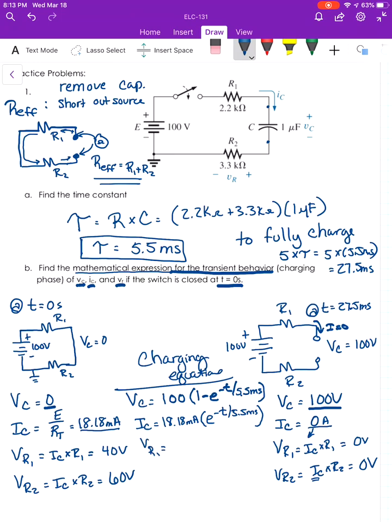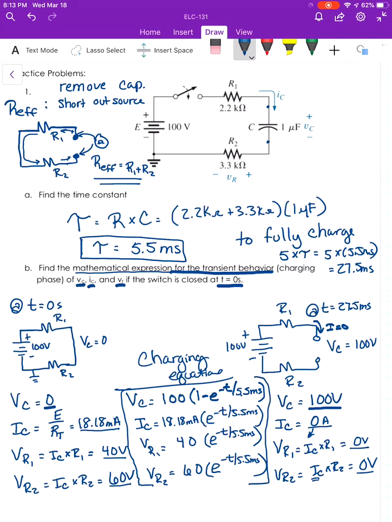What about VR1 and VR2? VR1 is starting at 40 volts and going to 0, so it's going to have exactly the same shape as our current, but this time the maximum value is 40 volts. And VR2 again starting at a maximum of 60 going to 0, e to the minus t over 5.5 milliseconds, but our maximum is 60.